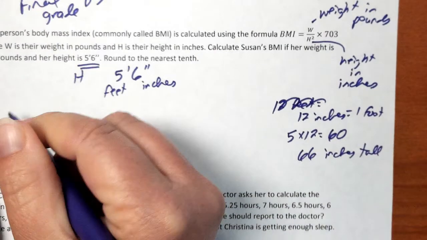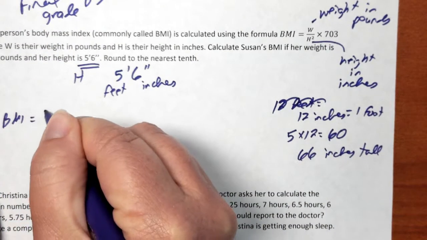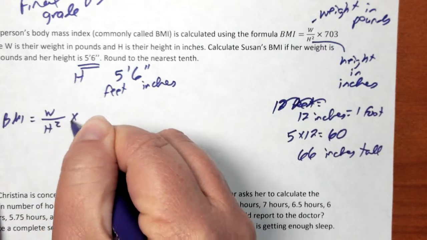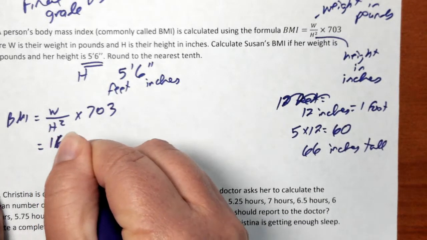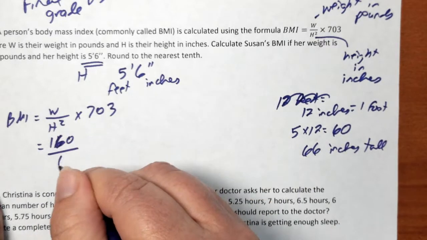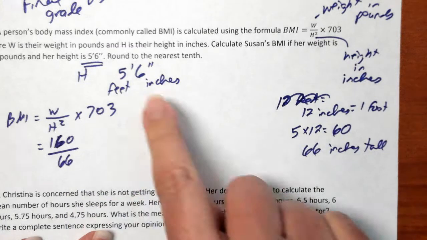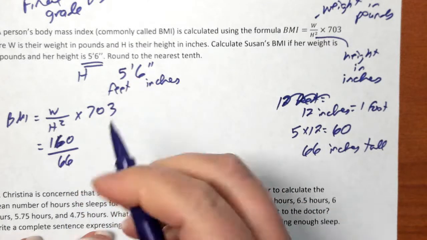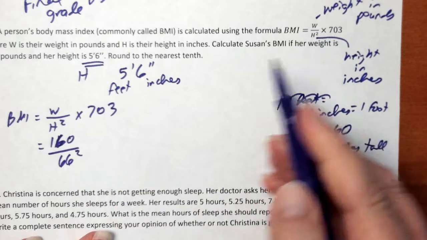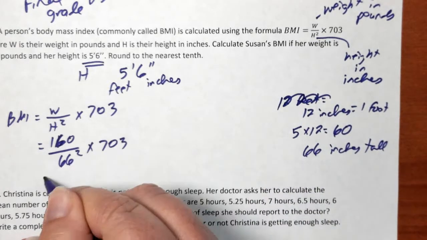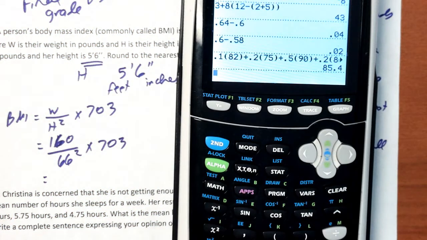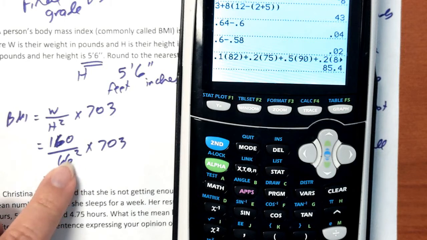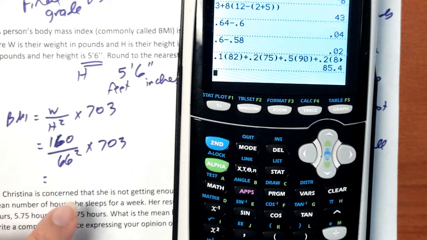Okay, so when we go to our formula, BMI equals W over H squared times 703. They told us her weight was 160 and her height is 66. Her height, 5 feet 6 inches, is just 66 inches. And then we square the height times 703. Okay. All right, now we can plug this in our calculator. Keep in mind that the 160 gets divided by 66 squared. It does not get divided by 66 and then squared. We got to square the 66 and then do the division, okay?